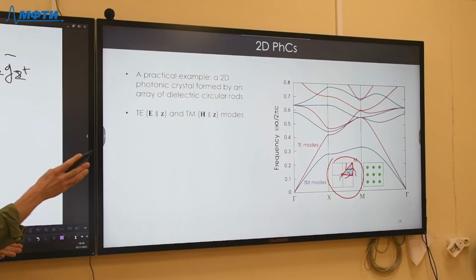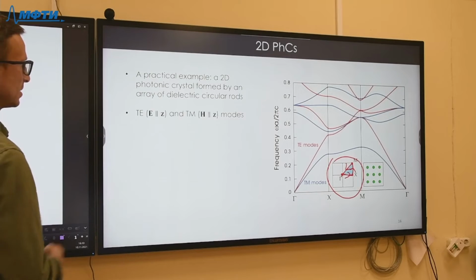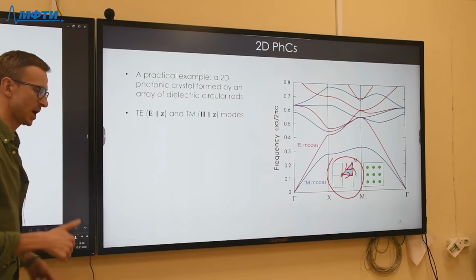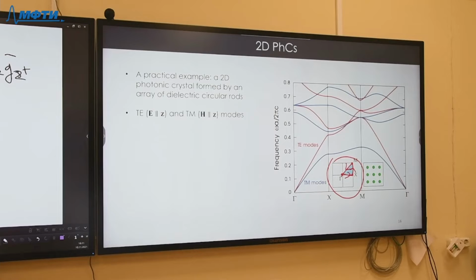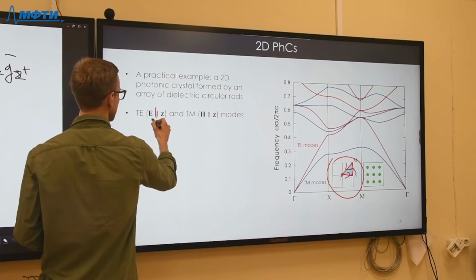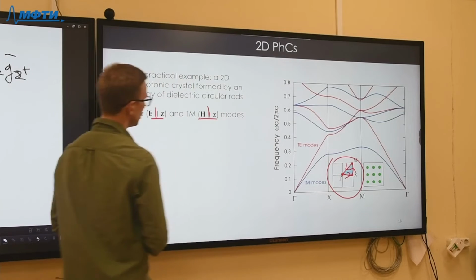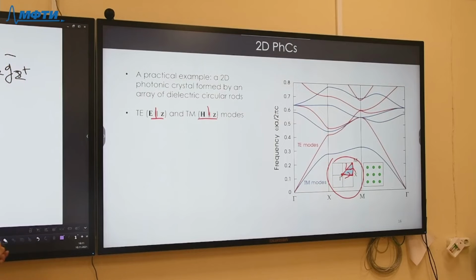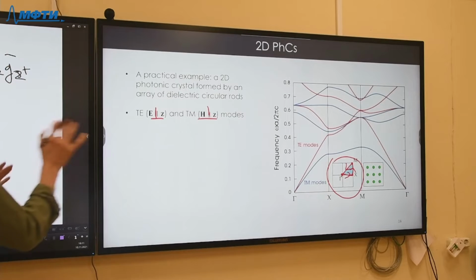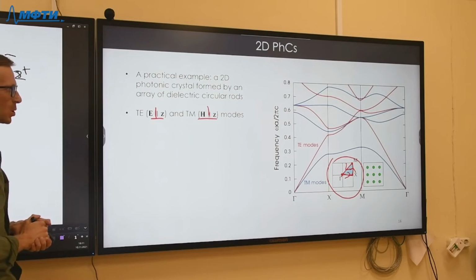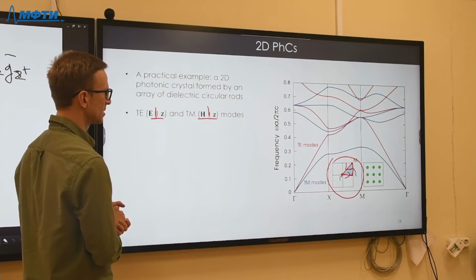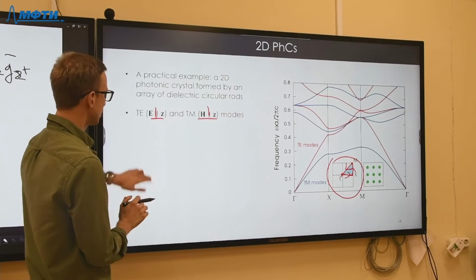There are two types of modes, TM and TE. Transverse electric, as always, has electric field, I believe in transverse electric, it should be perpendicular to the z-axis. And in transverse magnetic mode it is perpendicular to the z-axis, if I remember correctly. And as you can see, their dispersion is quite different.